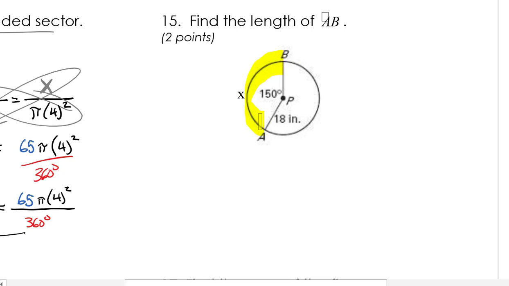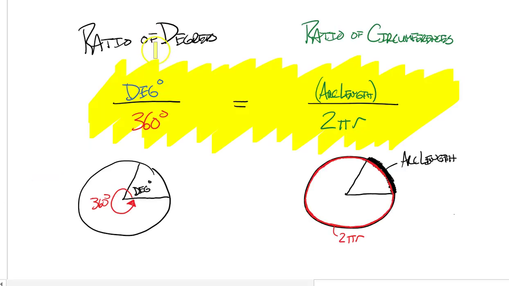For question number 15, we're finding the length of arc B, so we're finding this distance. Very similar to our proportion that we set up for area, we have to set up a proportion using instead the circumference of a circle. Let's take a look at that. Our proportion is once again a ratio of degrees, the degrees in our portion of the circle over the full 360 degrees we know are in a circle, set equal to the arc length, which is the piece of the outside of the circle that we're looking for, over the total distance around a circle, which is in fact the circumference, which the formula is 2 pi r. So ratio of degrees to ratio of circumferences.